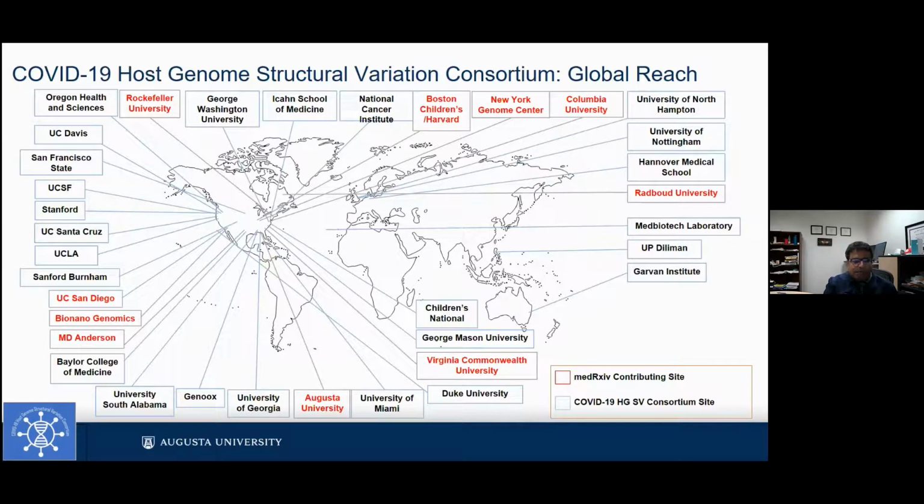We meet weekly over a call, 11 a.m. on a Wednesday Eastern time. I think we're changing that time based on availability. And that has resulted in a pretty significant amount of data generation and knowledge base on the COVID-19 host genome. And that's what we plan to discuss today: our approaches to understanding the COVID-19 host genome, as well as our initial data.